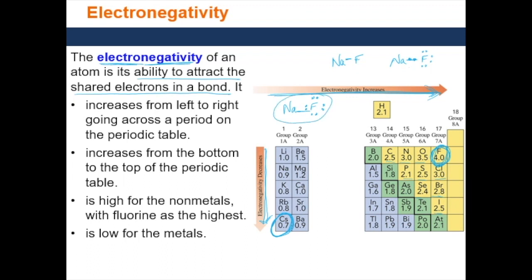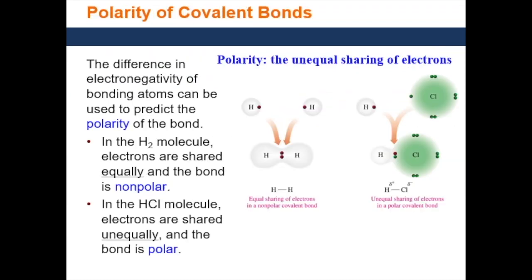So if an atom has an attraction, it can pull the electrons or attract the shared electrons in a bond towards itself. That ability of an atom is called its electronegativity. And this difference in electronegativity gives rise to polarity. So the difference in electronegativity of bonding atoms can be used to predict the polarity of a bond. Polarity means unequal sharing of electrons results in polarity.